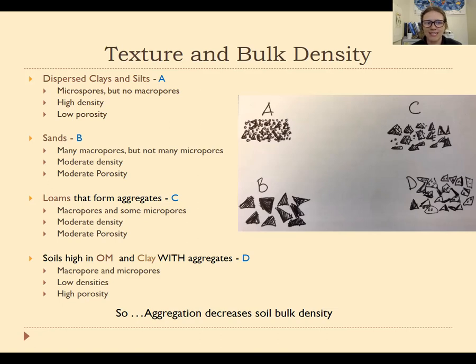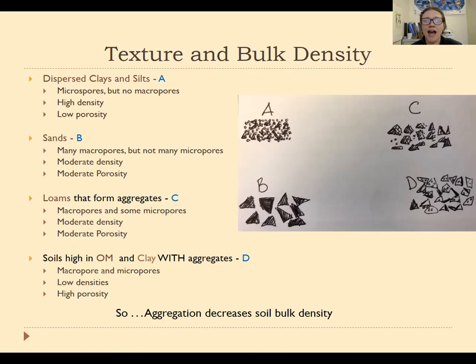Okay, the next example is sand. Sand has bigger soil particles. They also don't aggregate very well, but because they're pretty big, they don't fit together as tightly as clays and silts can. So there end up being bigger spaces between them, just because they can't fit as neatly together as the smaller pieces can. So in this case, there are going to be macropores present, but not many micropores. There's some porosity, but not as much as we might find in some different soils that we'll talk about next. So in this case, we're going to have moderate density and moderate porosity soils.